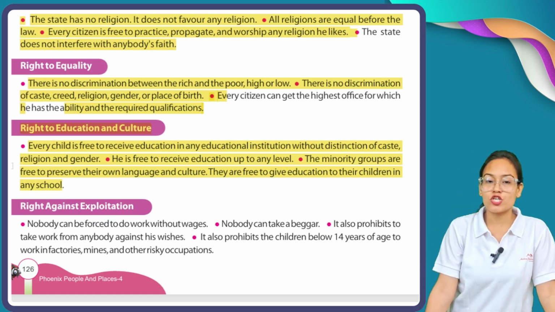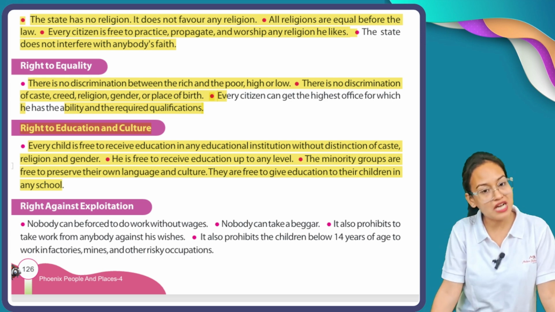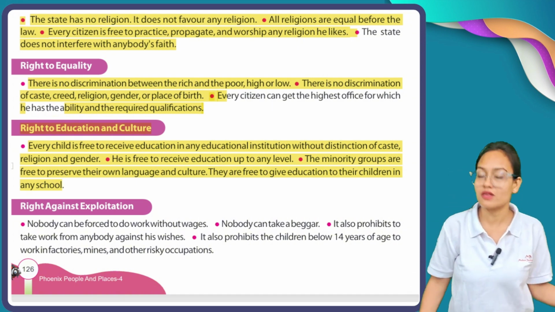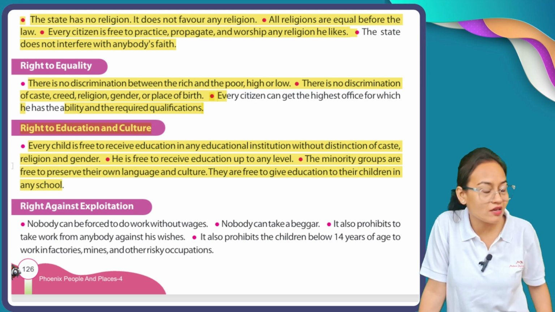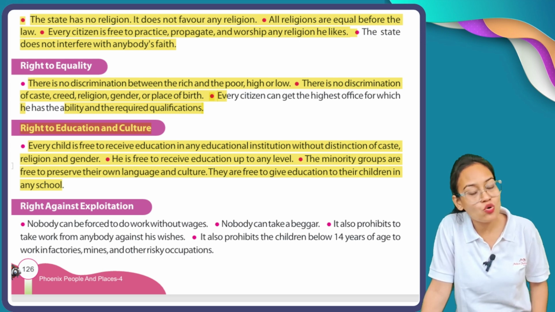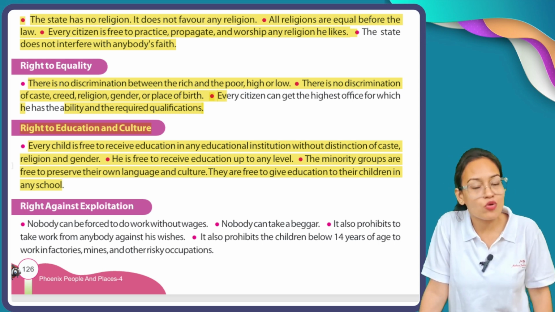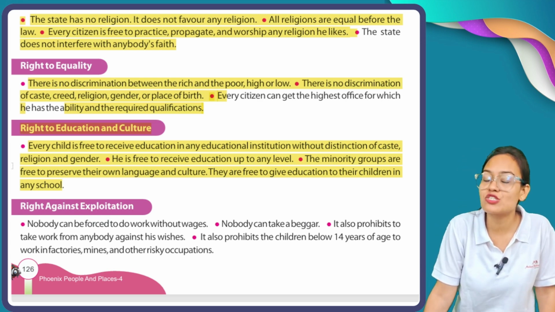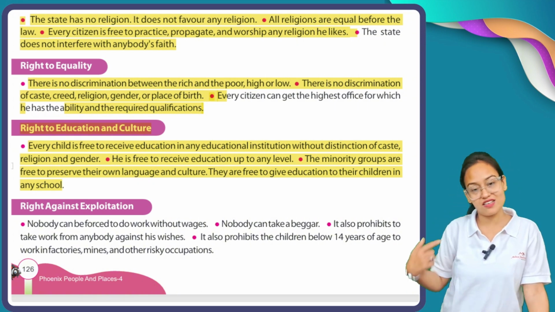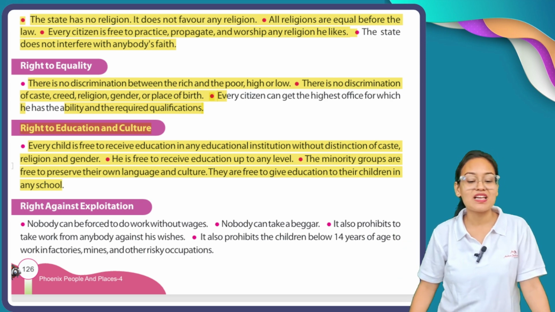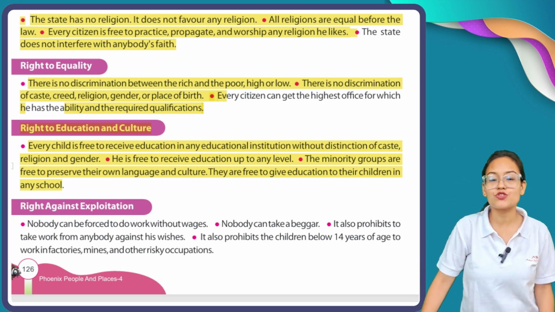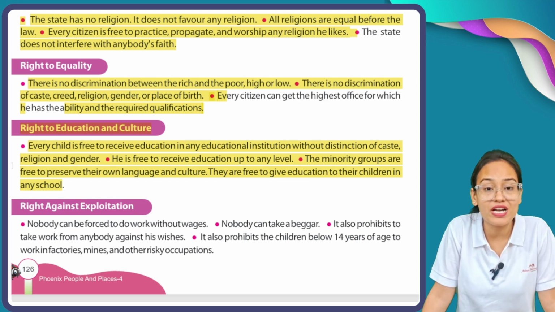There is no discrimination on the basis of religion, caste, or your economic status. Suppose you belong to a poor community, you are not earning so well, but you dream to study in some private school. You can put your child there, because no one is going to stop you on the basis of your economic status, because, my dear students, this right has been given to us by the Constitution of India. He is free to receive education up to any level. Each and every person from our country India is free to receive any kind of education at any level.